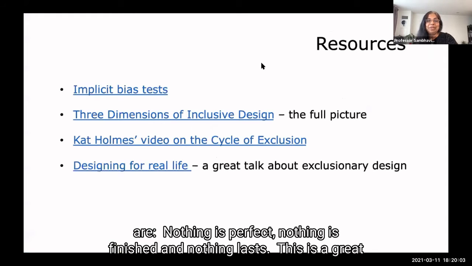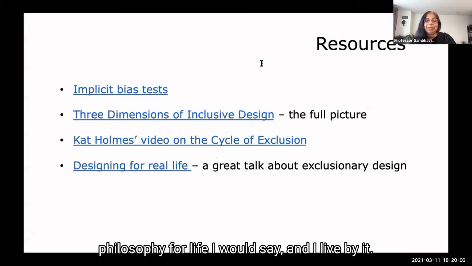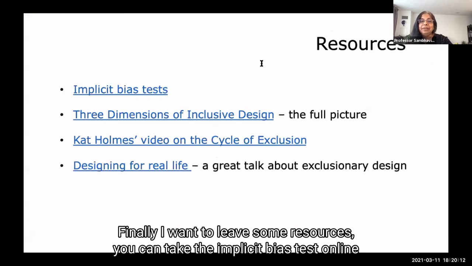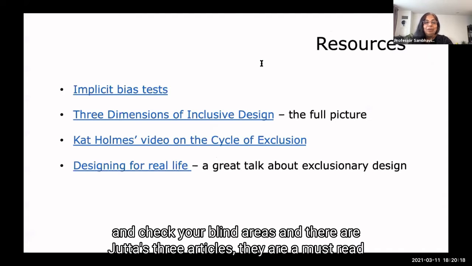Finally, I want to leave some resources. You can take the implicit bias test online and check your blind areas. And there are Utah's 3 articles. They are a must read to understand inclusive design. And there's a video by Kat Holmes explaining cycle of exclusion. And there's another video about how design can exclude.